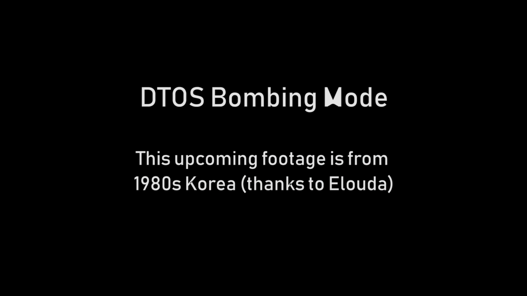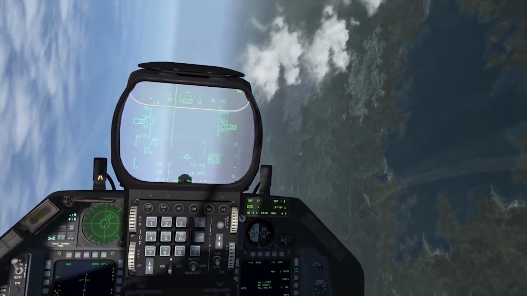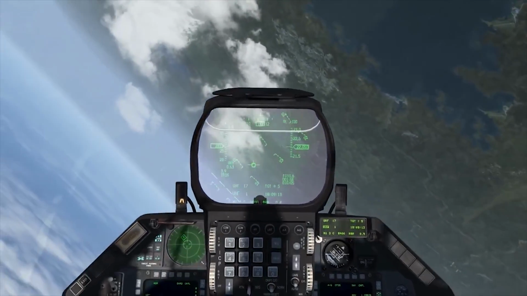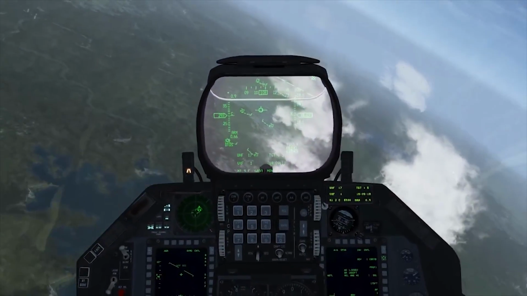Another thing we're going to go over is the DTOS bombing mode. It's one of the standard bombing modes along with CCIP and CCRP. It's a visual bombing mode that allows you to attack something that you have a tally on, but you don't quite have the attack geometry available that you would for a CCIP approach.